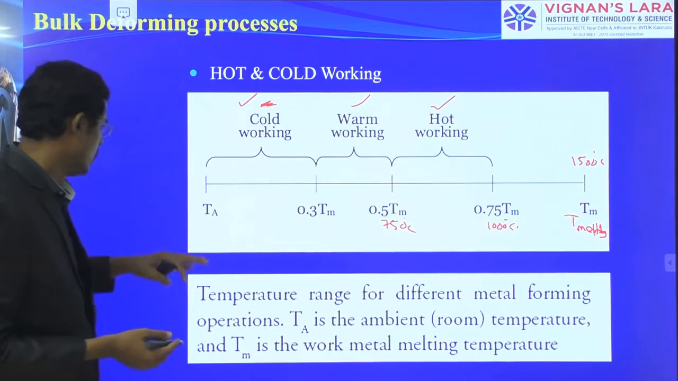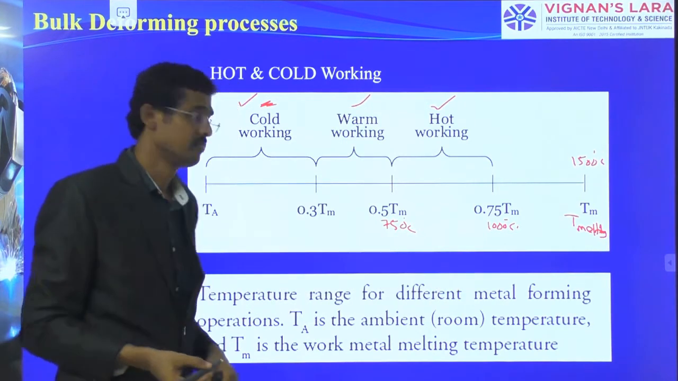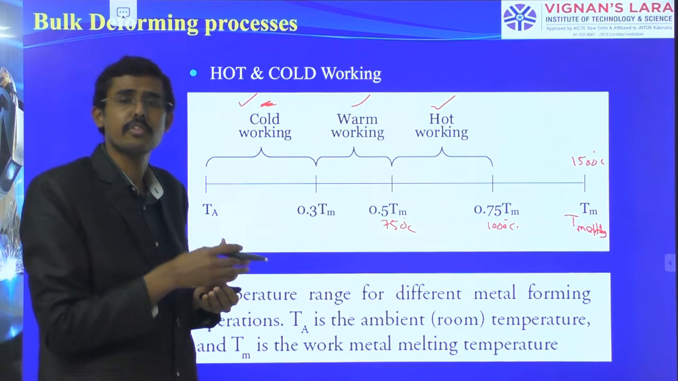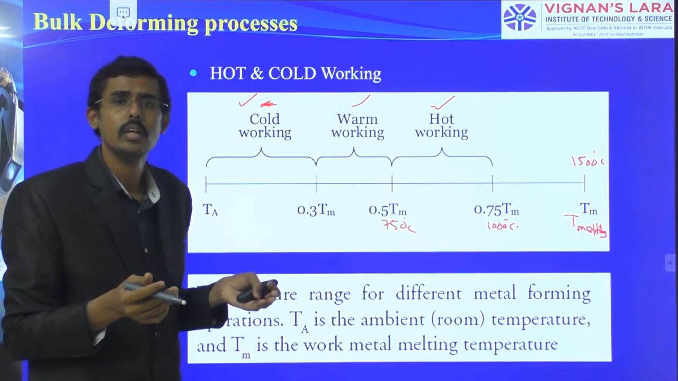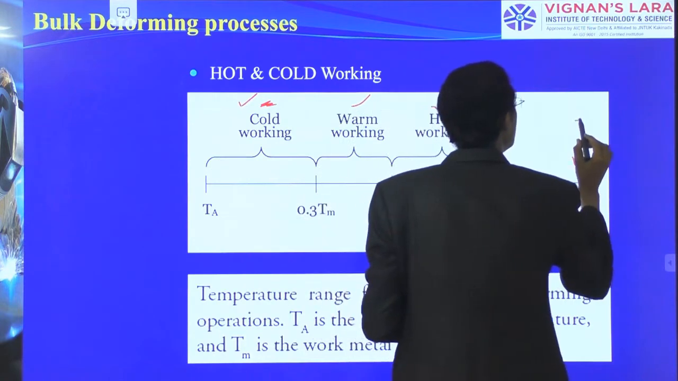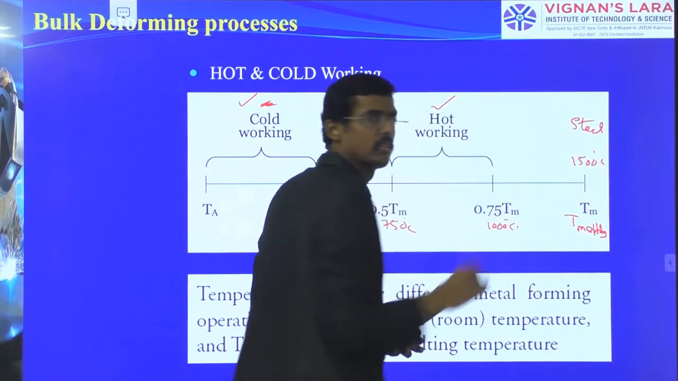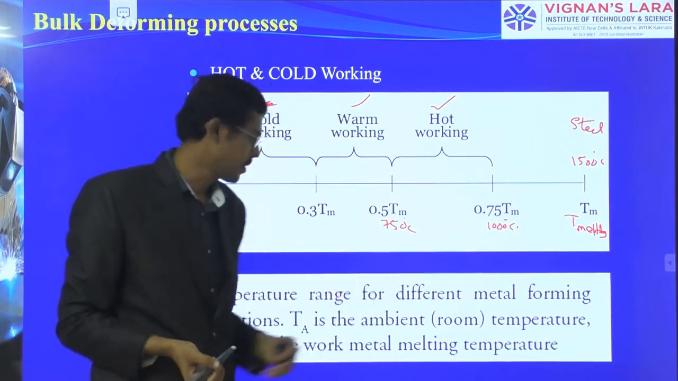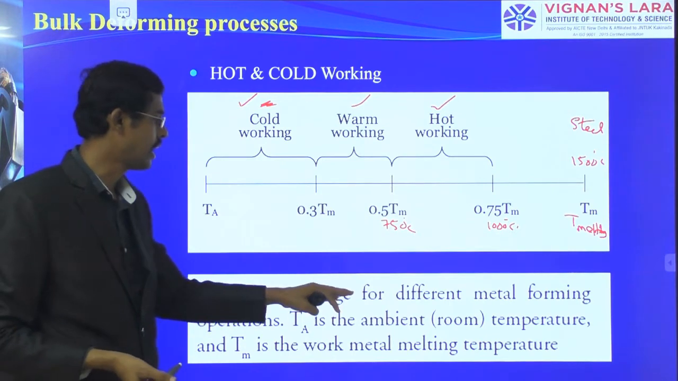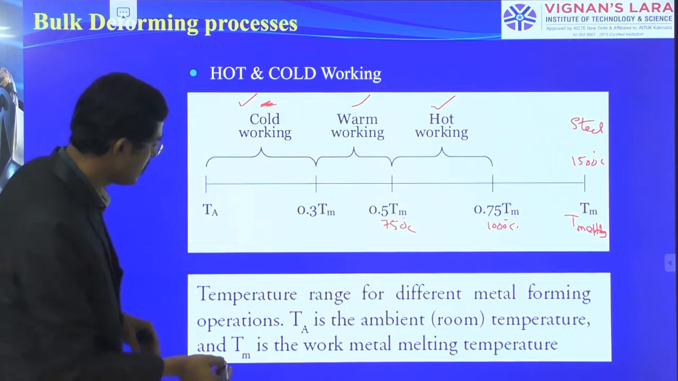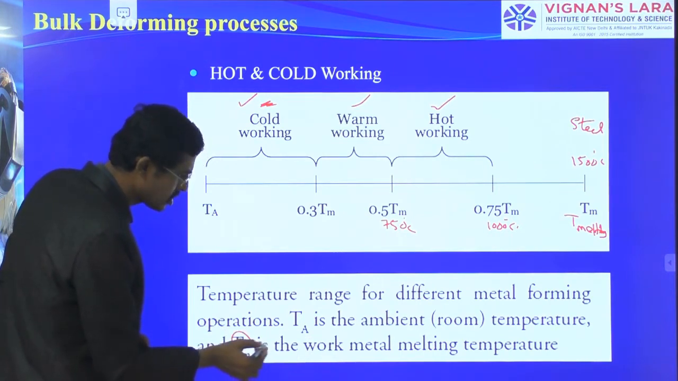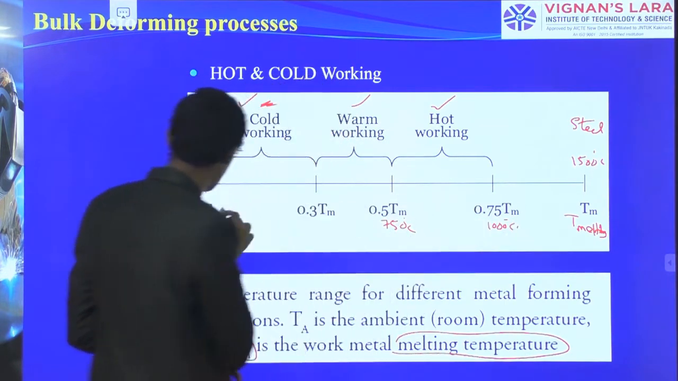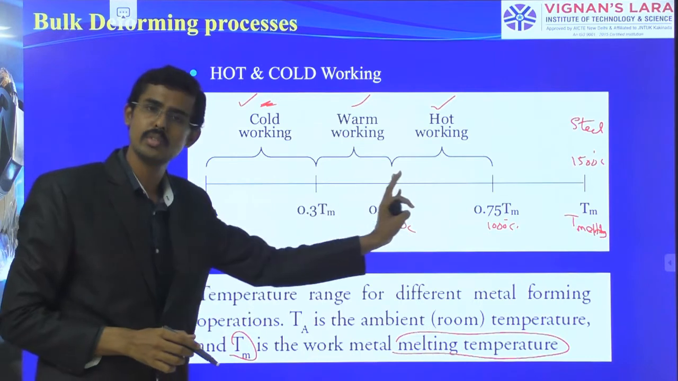The temperature range changes with respect to the different metal. 1000 is not a fixed temperature for all materials, not for alloys, not for aluminium. I have mentioned here 1500 for steel, carbon steel, mild steel, so it differs. This is the temperature range of different material forming operations: ambient is the ambient room temperature, and Tm is the work metal melting temperature. So this is the melting temperature, this is the ambient room temperature, and in between it is going to differ.